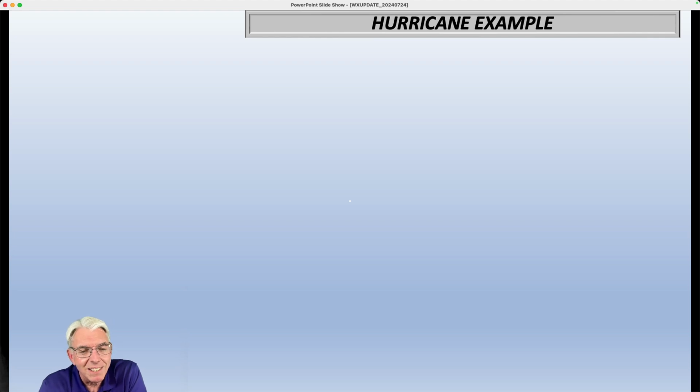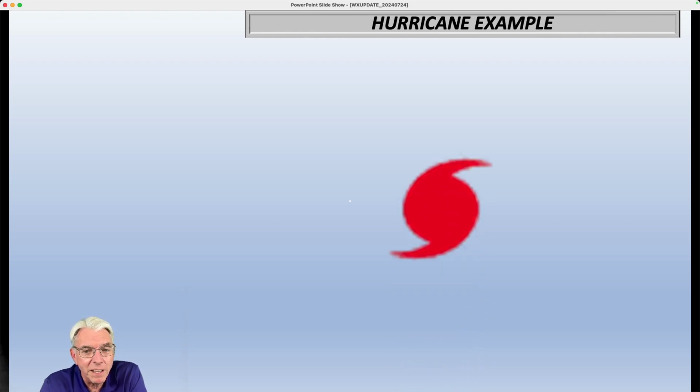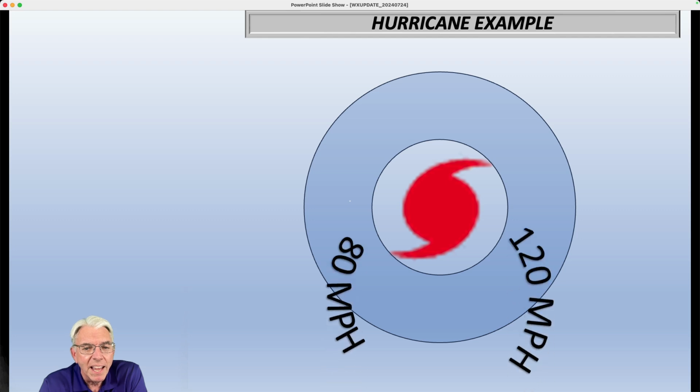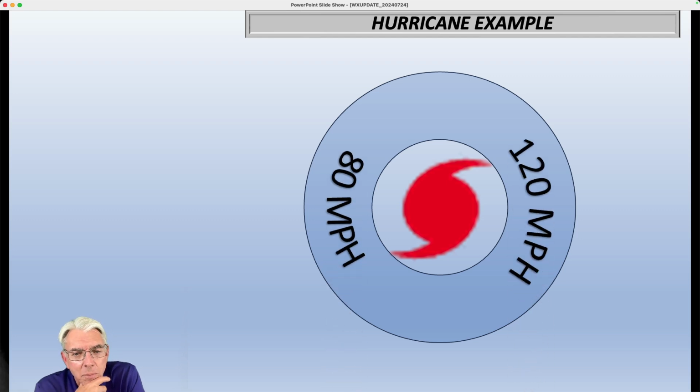Now, this is another example of this concept, and I'm afraid that I'm going to do a lousy job of explaining this, but we'll give it a shot. So here we have a hurricane, and let's say the winds are blowing 120 miles per hour on the east side of the hurricane and 80 miles an hour on the west side. So the winds are going in a counterclockwise manner like this around the hurricane.